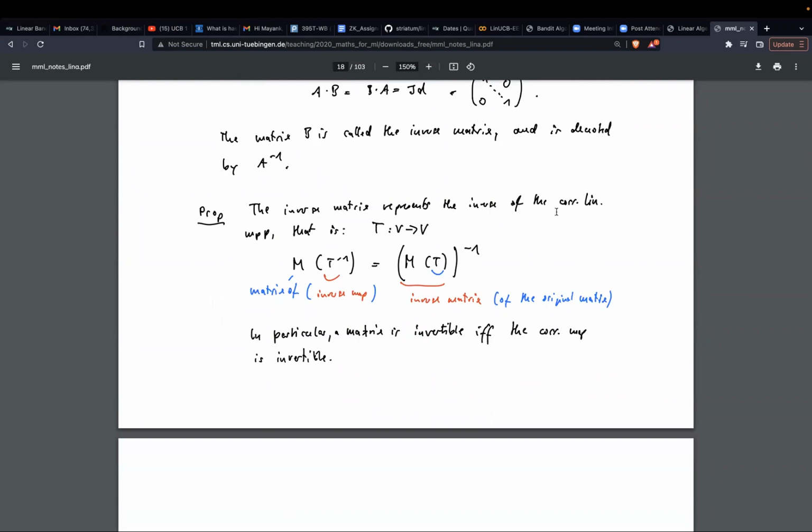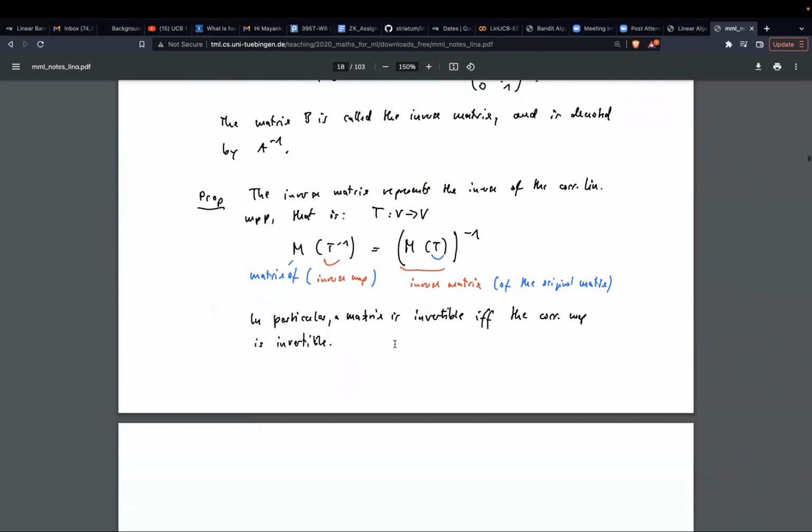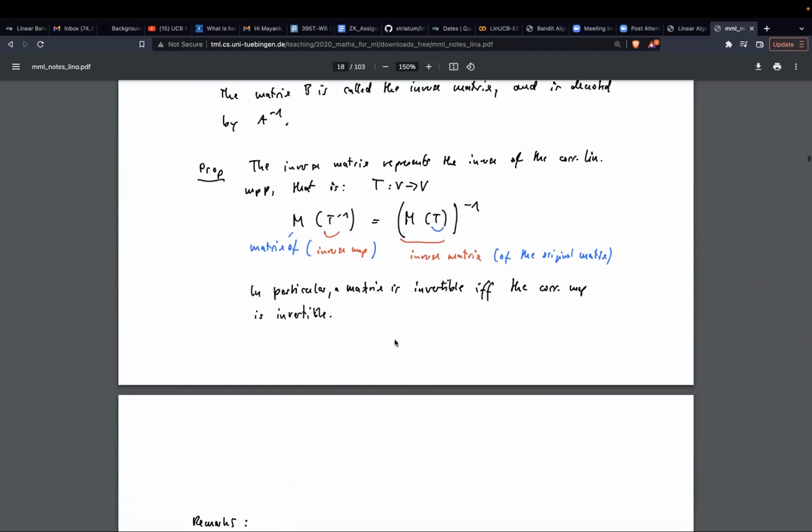Inverse matrix represents the inverse of the corresponding linear mapping, that is T inverse. In a transformation, the basis vector is changed and transformed back, we should get the same basis. Yeah, so that's a necessary condition, I guess.